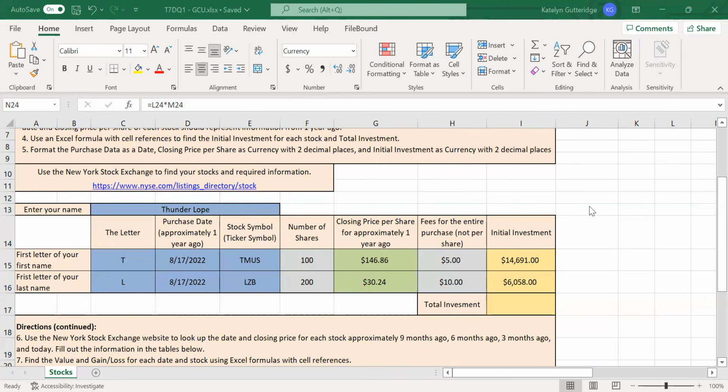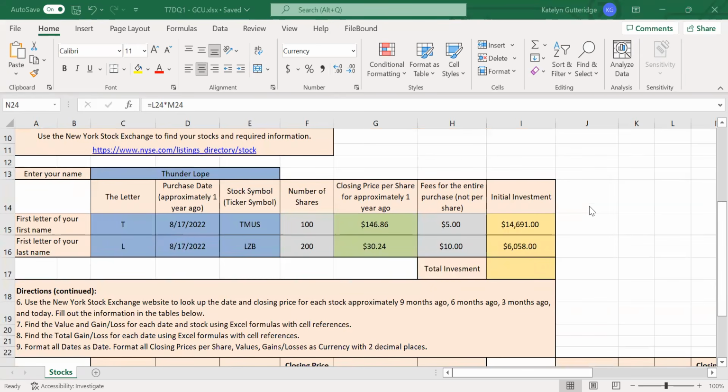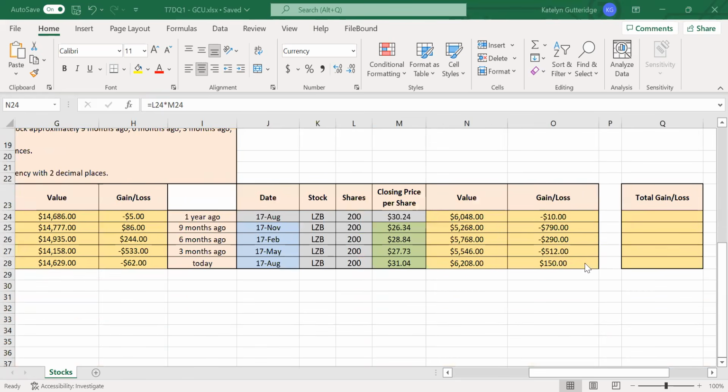All right, so I have filled in all of the information for my second stock. I have filled in that first row of information, calculated my initial investment, and then I have also finished the second table down here that is going over my second stock. So now it is time for me to calculate my totals.